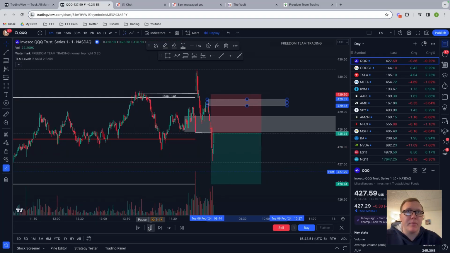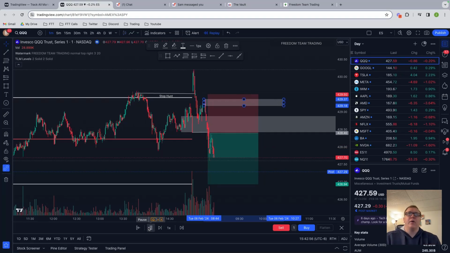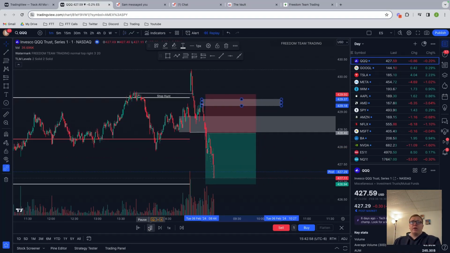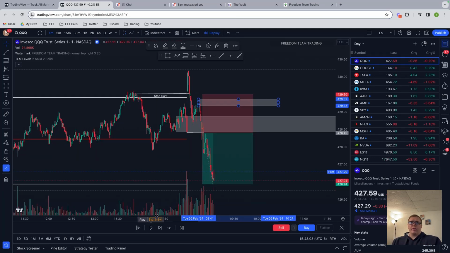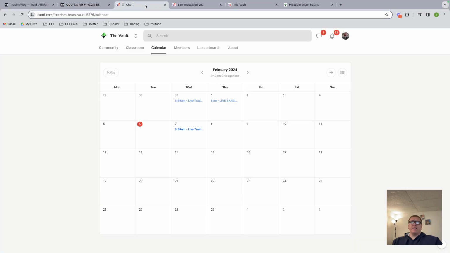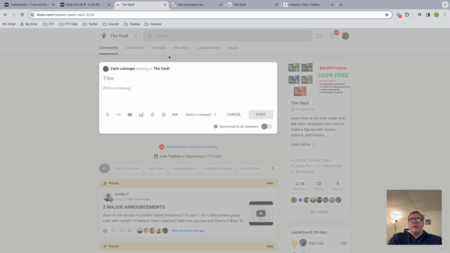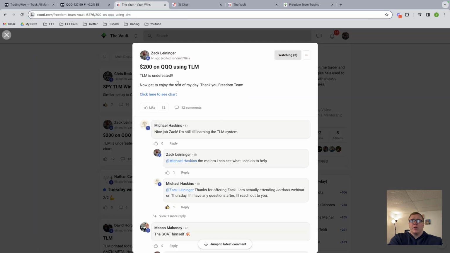Obviously, it's not instant take profit. It's not right to my target. There's some pullbacks, and I was pretty much up the whole time, which I'm happy about. But really, just let it play out, and it filled right through my level, right through the lower level TLM, for about 197, I believe. I posted that right inside of the vault, in vault wins. It's 197 on QQQ.